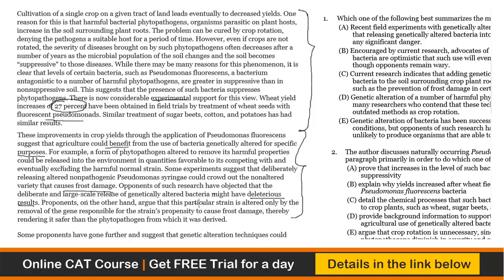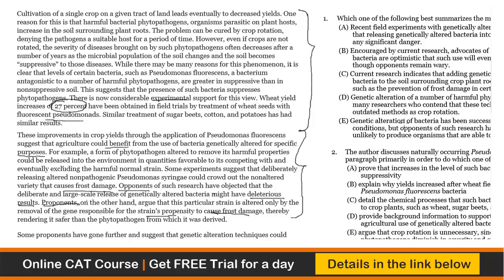Proponents argue that this particular strain is altered only by the removal of the gene responsible for the strain's propensity to cause frost damage, thereby rendering it safer than the phytopathogen from which it was derived. So the author says the proponents say that only one gene has been altered, and that gene was responsible for frost damage. So if you remove that gene, the bacteria is not harmful. That is what the proponents say, and the opponents have their own objection.